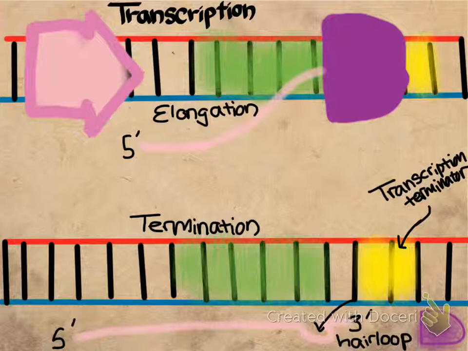Now, if you see on the bottom slide, this is where termination occurs. The process finishes when RNA polymerase reaches a termination site on the DNA. The most common stop sequence is AATAAA. Once here at the termination site, a hairpin loop structure forms in the RNA, actually forms in the DNA, causing the RNA polymerase to separate from the DNA. When done, no more RNA nucleotides are added, and the mRNA is released.